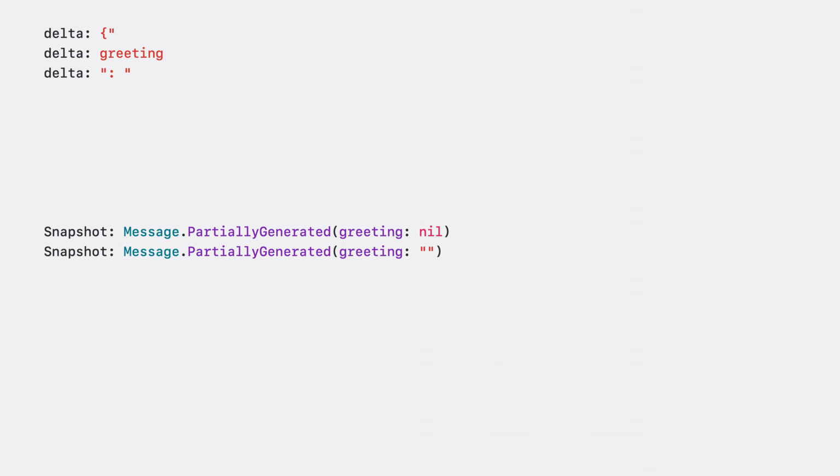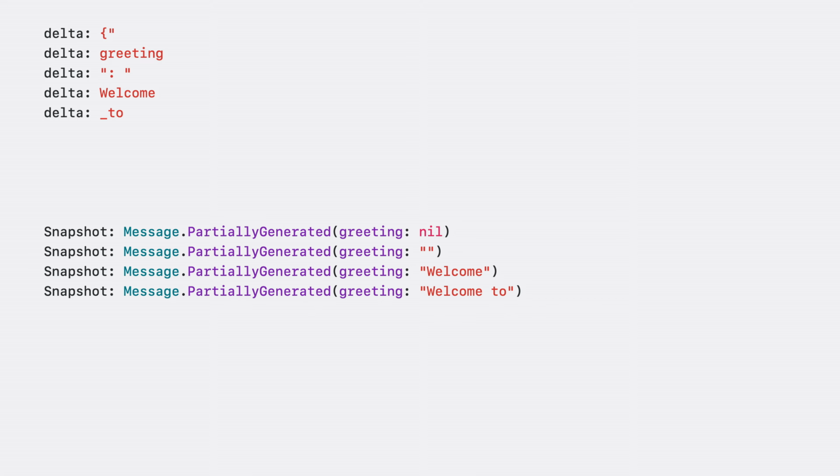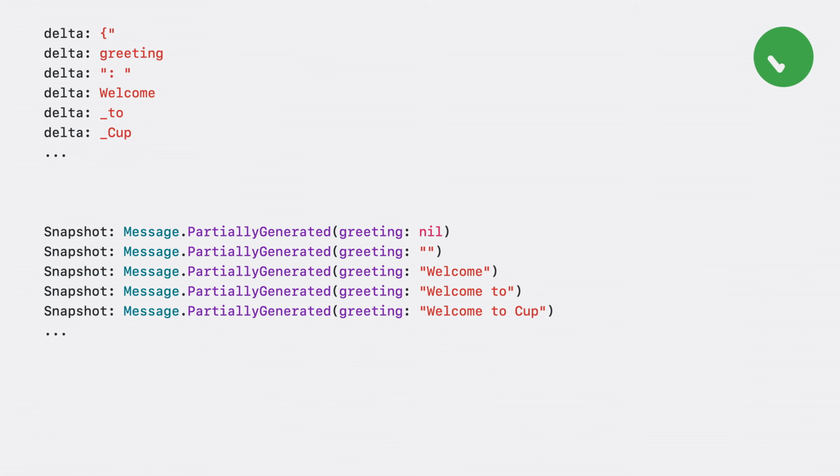As the model produces deltas, the framework transforms them into snapshots. Snapshots represent partially generated responses. Their properties are all optional, and they get filled in as the model produces more of the response. Snapshots are a robust and convenient representation for streaming structured output.